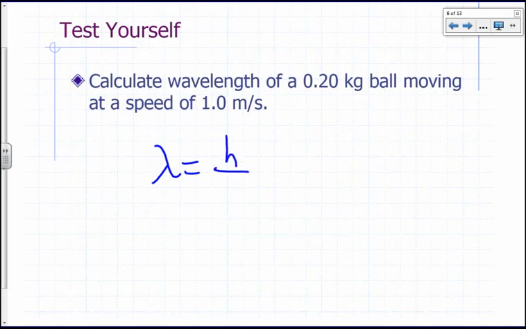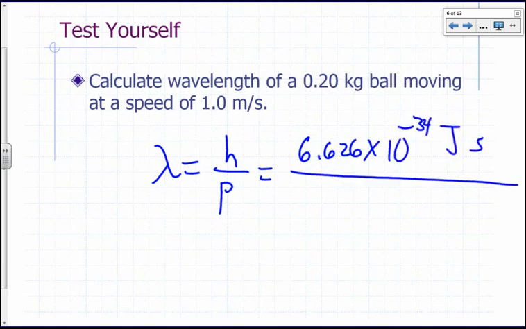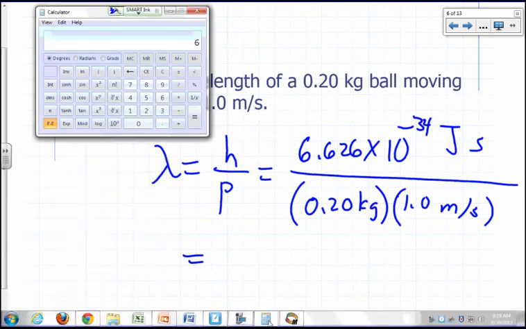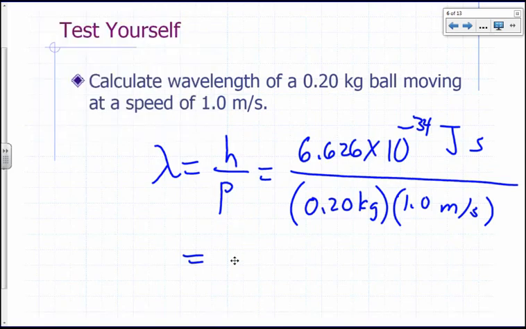Lambda would be equal to h over p. h is what? 6.626 times 10 to the negative 34 joule seconds. Momentum is mass, which is 0.20 kilogram, times the speed, 1.0 meters per second. What would this number be? 6.626 times 10 to the negative 34 divided by 0.2. That gives you 3.3 times 10 to the negative 33.